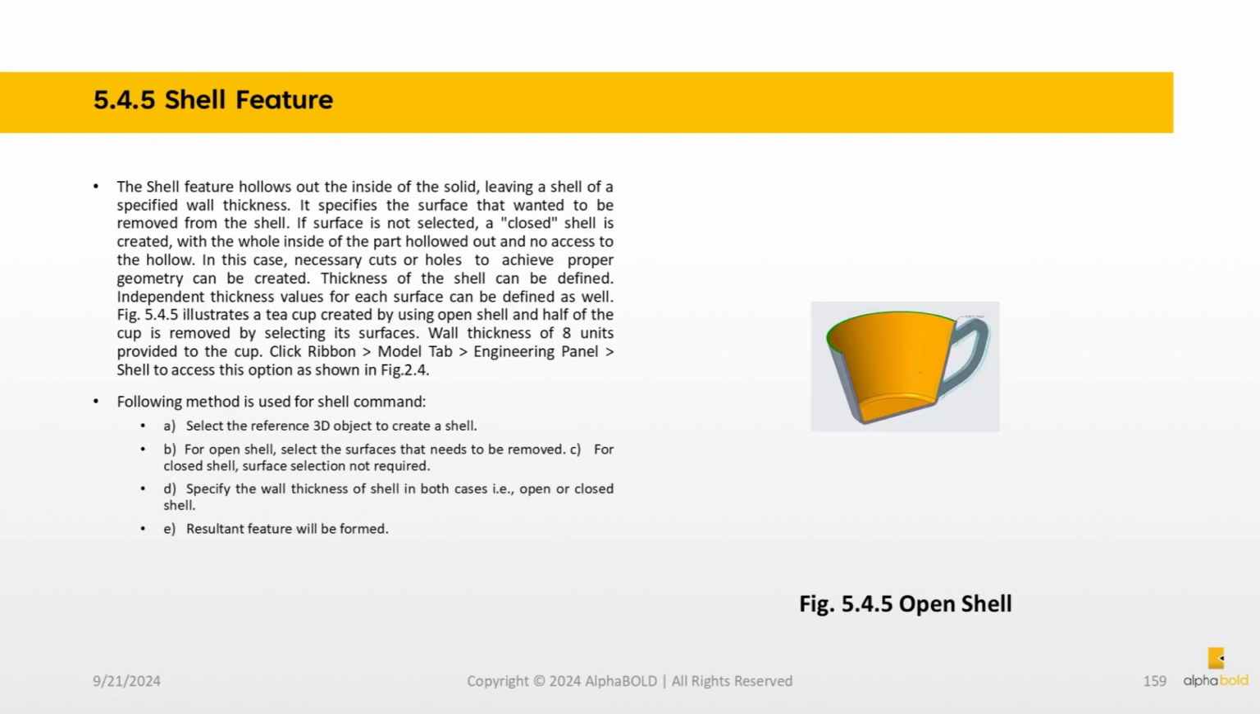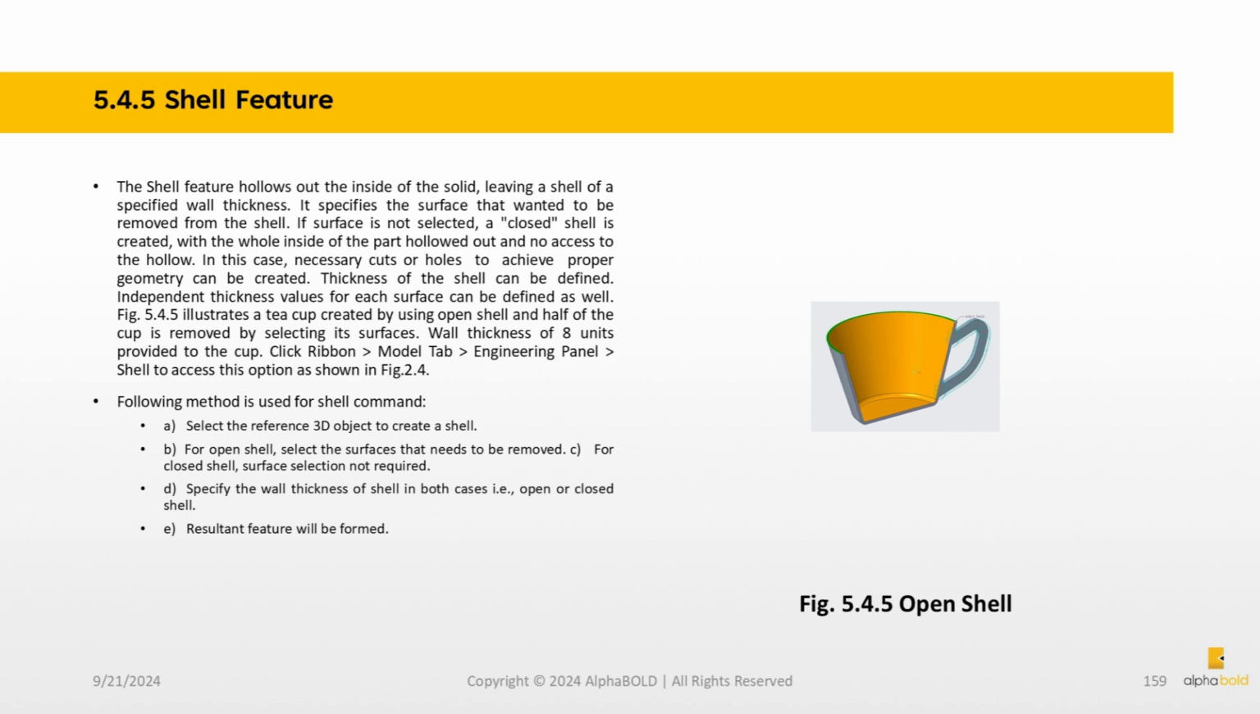The shell feature hollows out the inside of the solid, leaving a shell of a specified wall thickness. It specifies the surface that is wanted to be removed from the shell. If a surface is not selected, a closed shell is created with the whole inside of the part hollowed out and no access to the hollow.